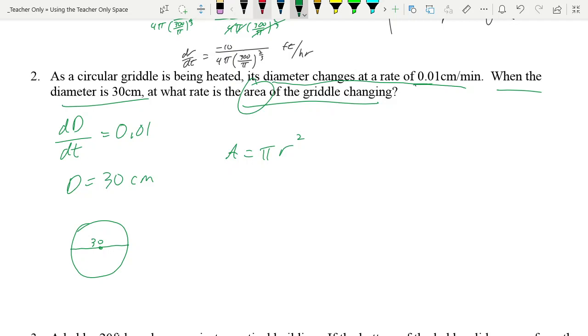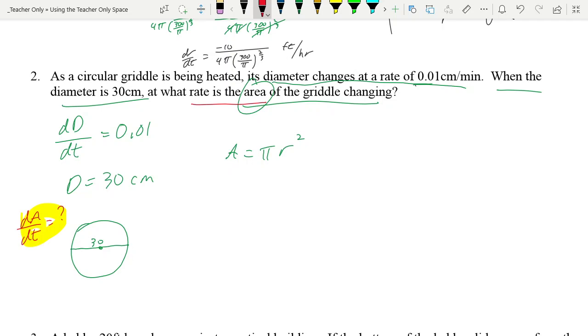So the problem is asking us to find the rate that the area is changing. So dA dt, the change in the area, is the thing we're looking for. That's our goal. So we need to write an equation that has area in it. We did it. Okay, and here's our challenge. Our formula has radius.